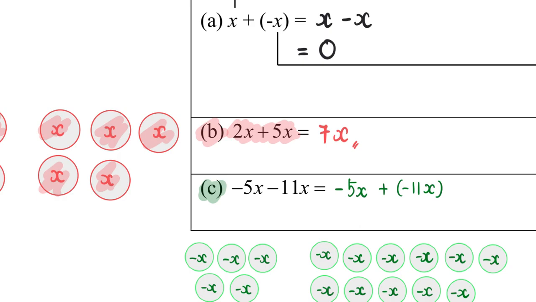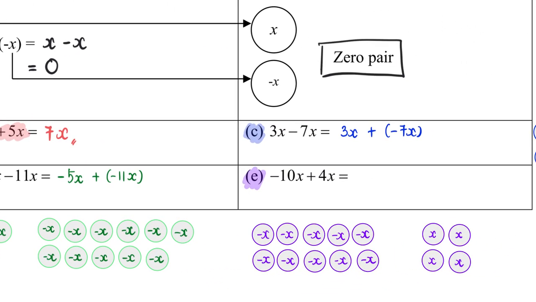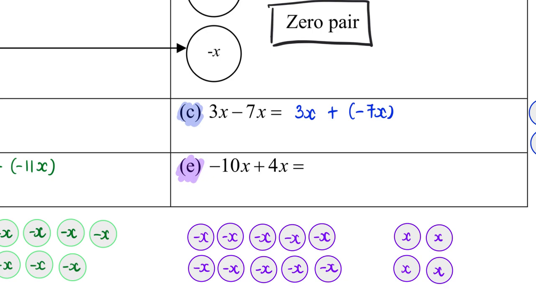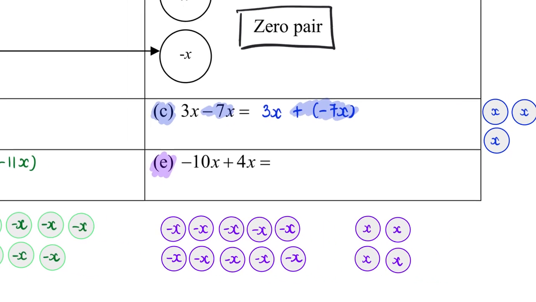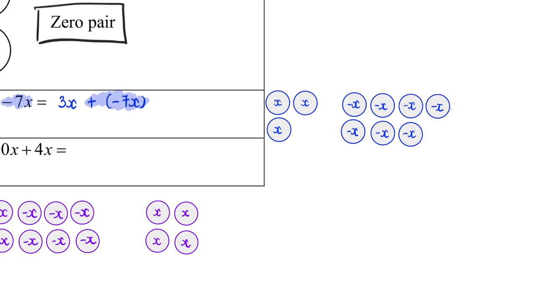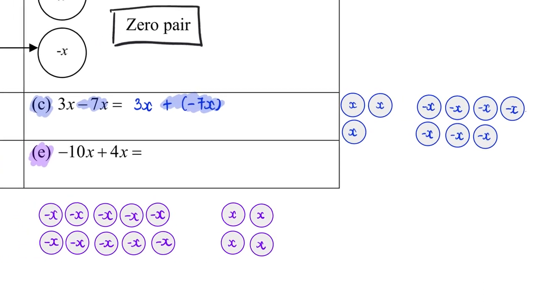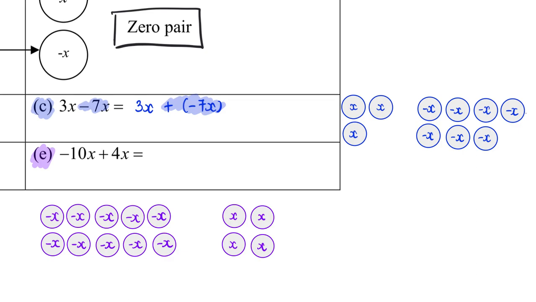But things will not be so simple when we have a minus. And when we have a minus 7x, we could actually see them as adding negative 7x. And when that happens, let's use the following Algediscs to help us. Do take note that previously we have learned x and negative x, they make 0.